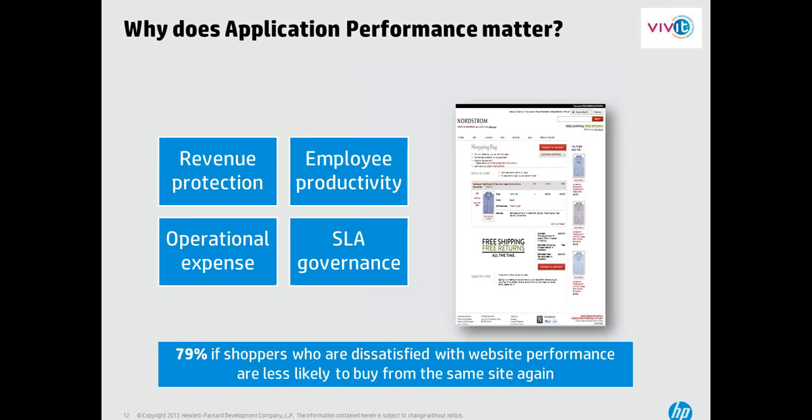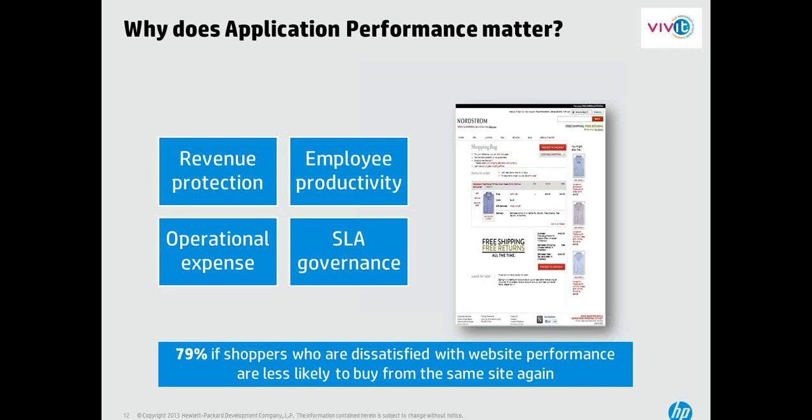Why does application performance matter? In case anyone has a doubt, 79% of shoppers who are dissatisfied, in a recent survey, claim that they are less likely to buy from the same site again. So it's important to understand that mobile application availability and experience is directly related to the revenue that the company generates. Bad experience would mean loss of revenue.